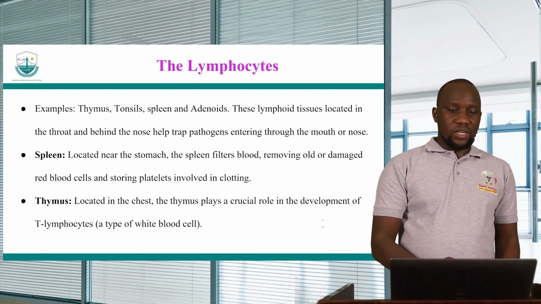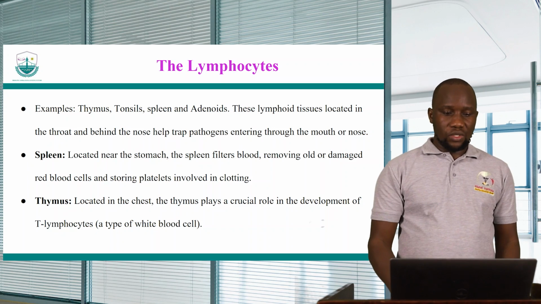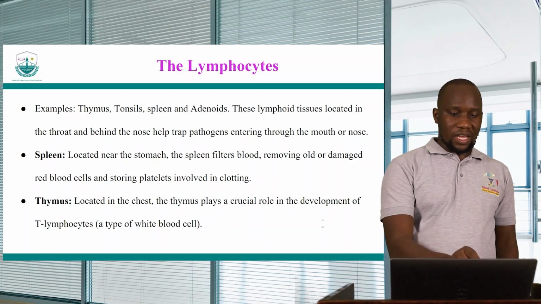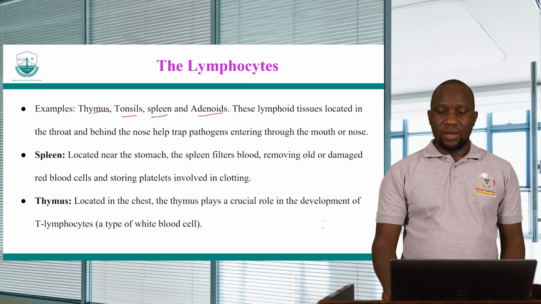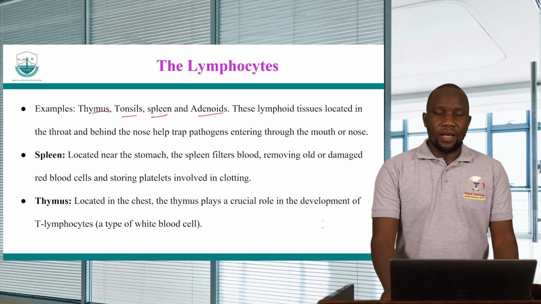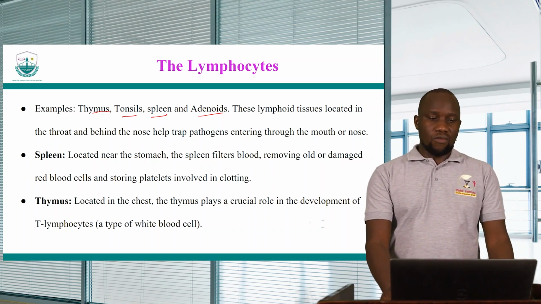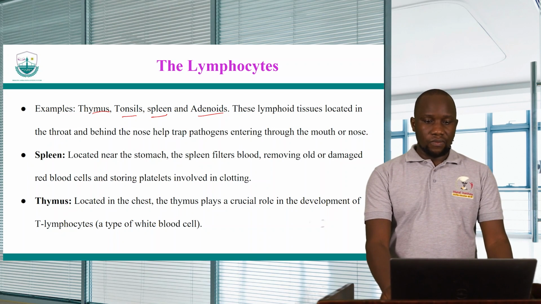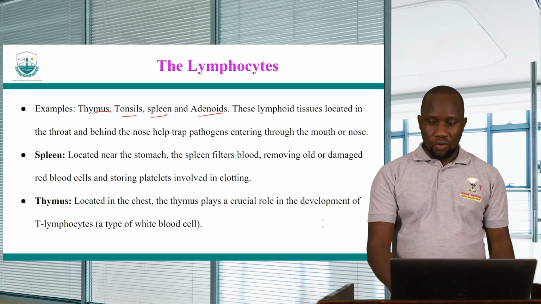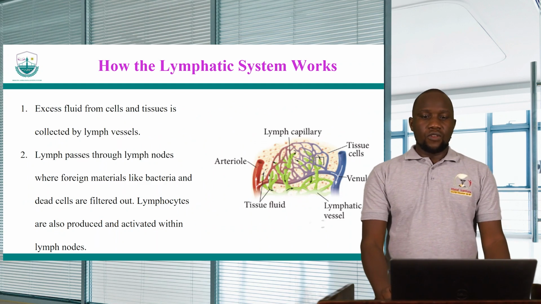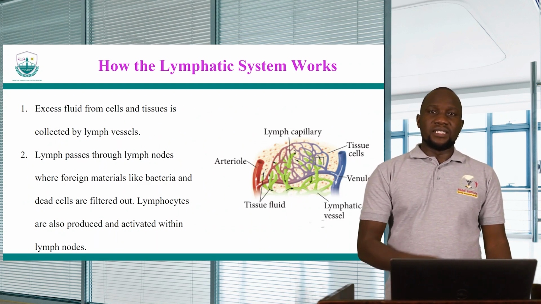Okay, so we have already looked at the examples of the lymphoid tissues. We have looked at the thymus, we have looked at the tonsils, we have looked at the spleen, and then we also have the adenoids. All these are examples of lymphoid tissues or lymphoid organs. Okay, so how does this system work?